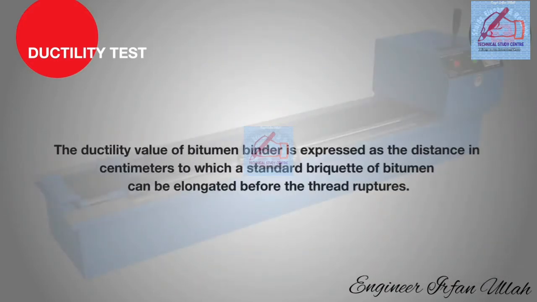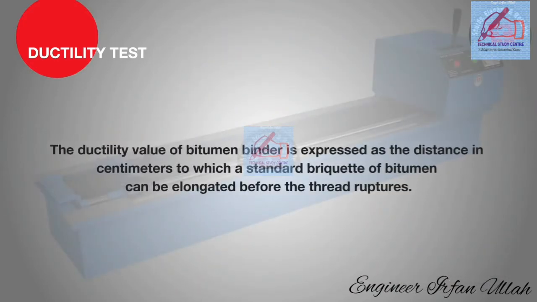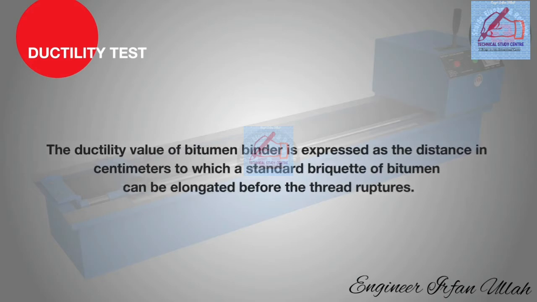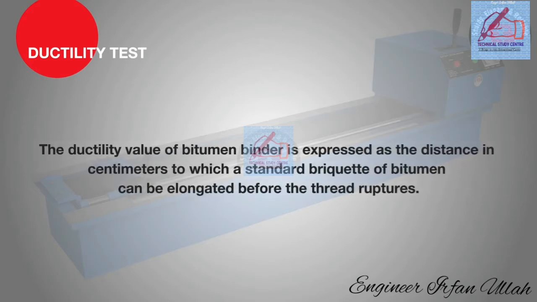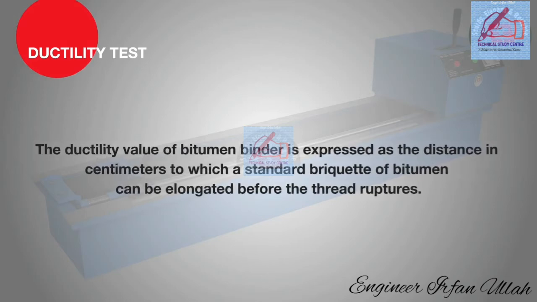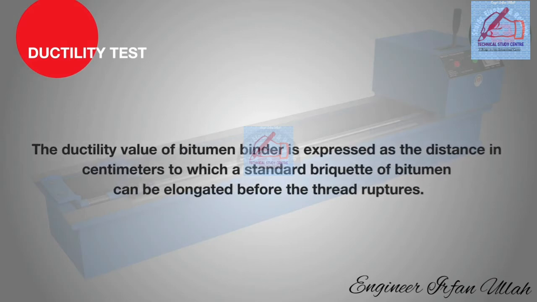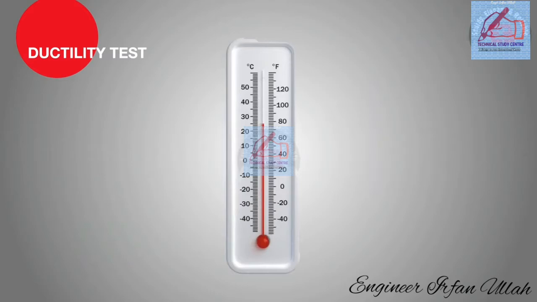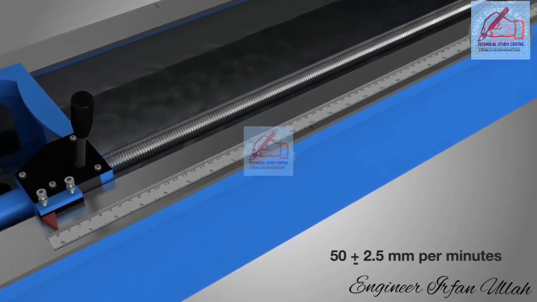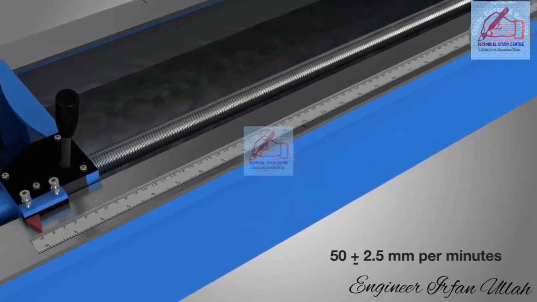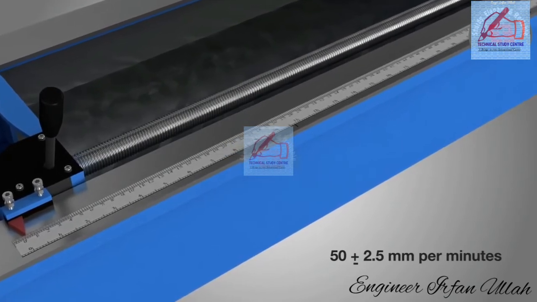The ductility value of bitumen binder is expressed as the distance in centimeters to which a standard briquette of bitumen can be elongated before the thread ruptures. The test is conducted at 25 degrees Celsius plus or minus 0.5 degrees Celsius and a rate of pull of 50 mm per minute plus or minus 2.5 mm per minute.